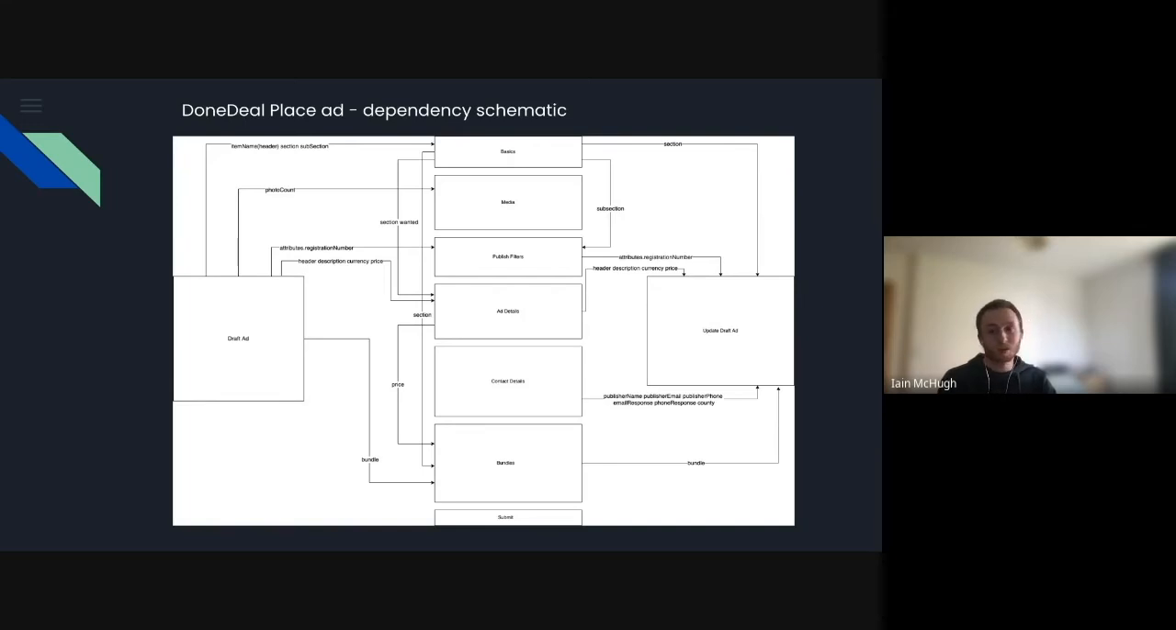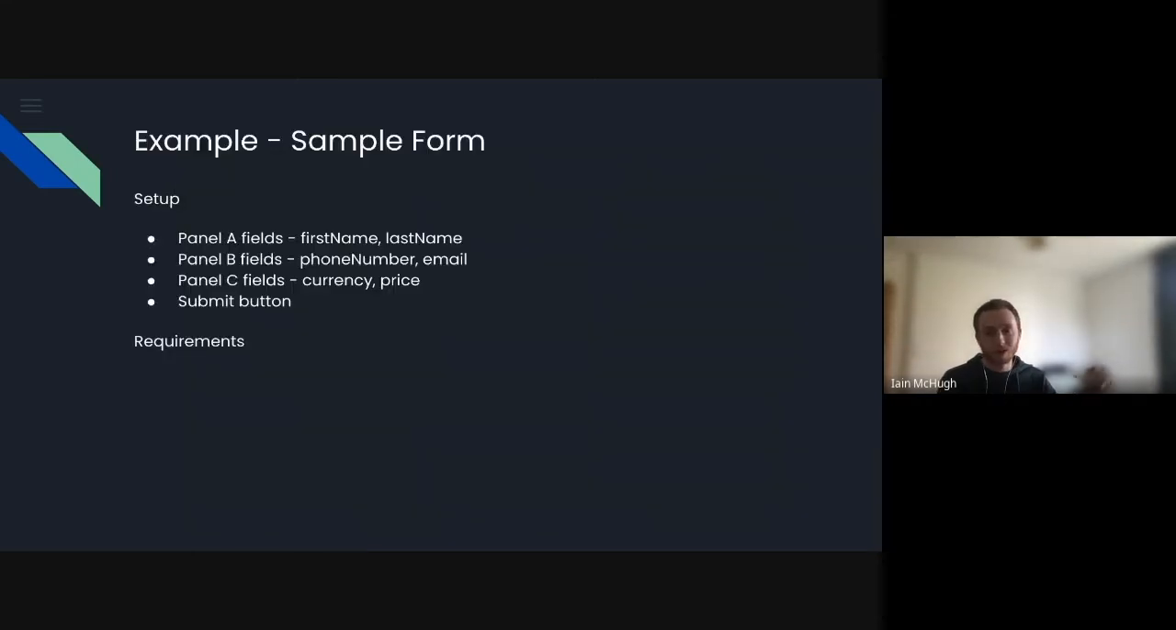So I just wanted to show, I suppose, a bit of a demo of the kind of before and after approach of moving more towards unit testing and having that modular approach to code. So to do that, instead of showing you that kind of complex page, I have an example form instead. So just imagine that we have 3 panels, and each panel has 2 fields. So we have first name, last name, phone number, email, and currency and price.